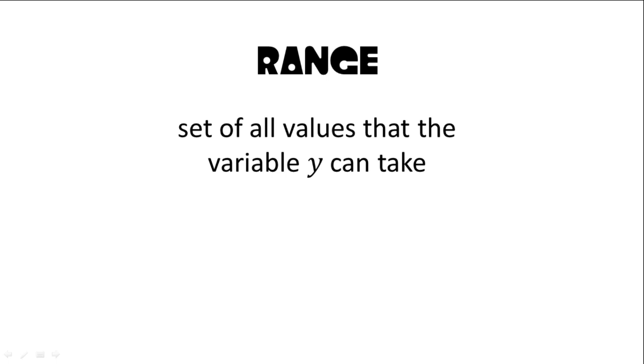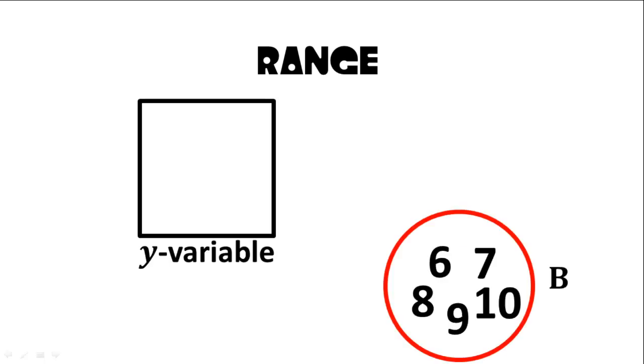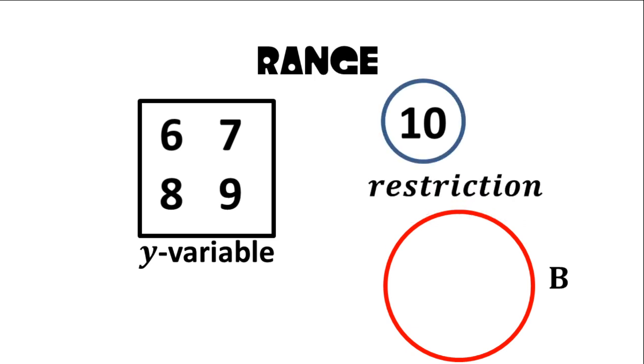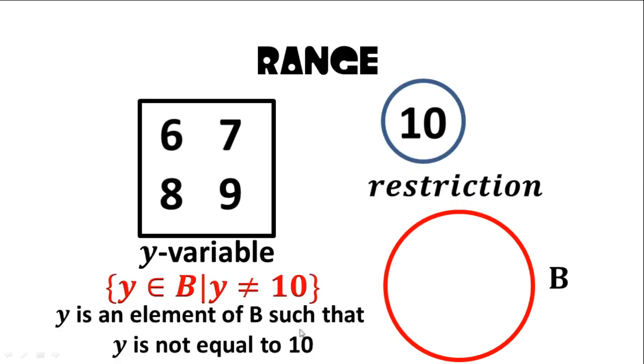Okay, dumako naman tayo sa range. Range is set of all values that variable y can take. So for example, ito yung representation natin ng y variable at ito naman yung representation ng set B. So kung mapapansin natin, hindi niya inaccept yung 10, so yung 10 ang maging restriction. Kaya ang range natin is y is an element of B such that y is not equal to 10.